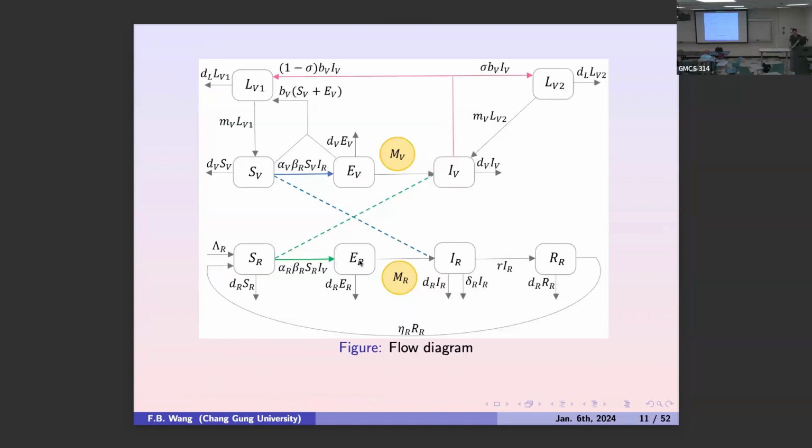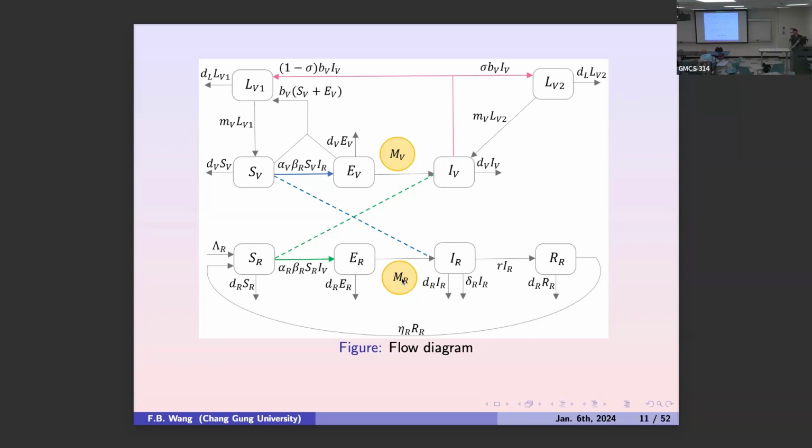Okay. For the further class, it's the susceptible bird. We assume it has a constant, given recruitment, and then this is the death rate. And it can be infected by this one. Once infected by IV, it becomes the exposed class. And for the exposed class, it also has a natural death rate. And then it becomes the IR.